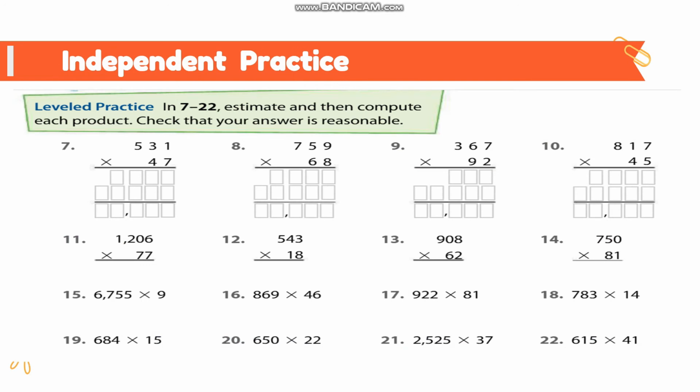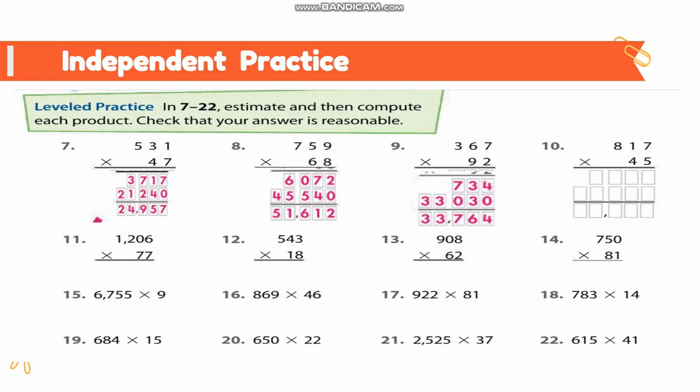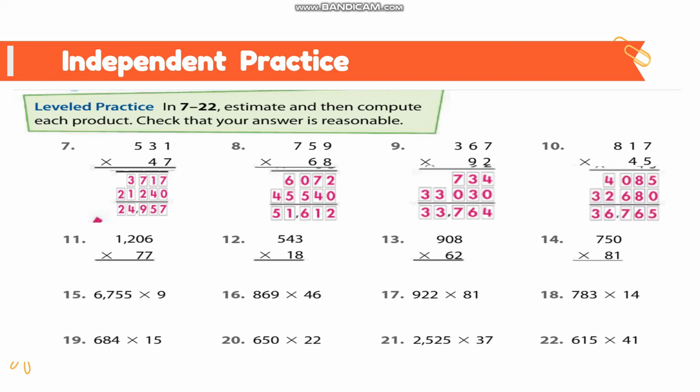Pause the video and answer the following questions. Time is up. So the answer for number 7 is 24,957. Number 8, 51,612. Number 9, 33,764. Number 10, 36,765. Number 11, 92,862.